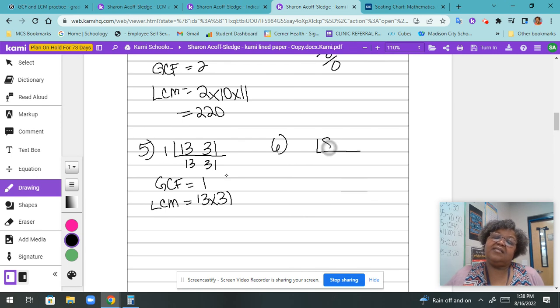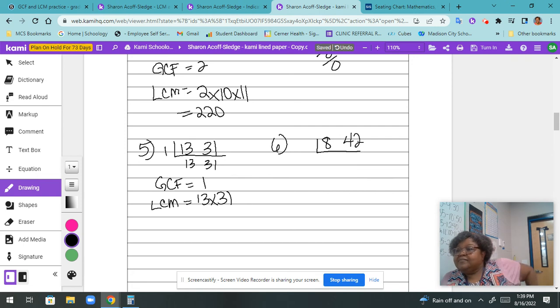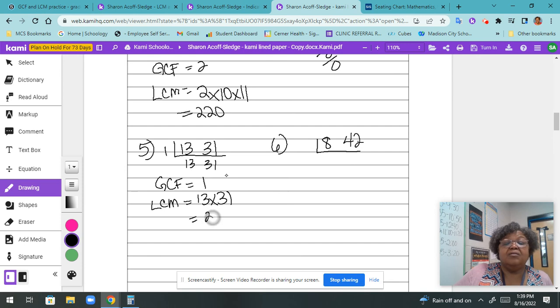Number 6 is 8. Am I going too fast? Y'all can say, Miss Sledge, please slow down. 200 and who? Okay. It was up here somewhere, but I lost it. Okay.